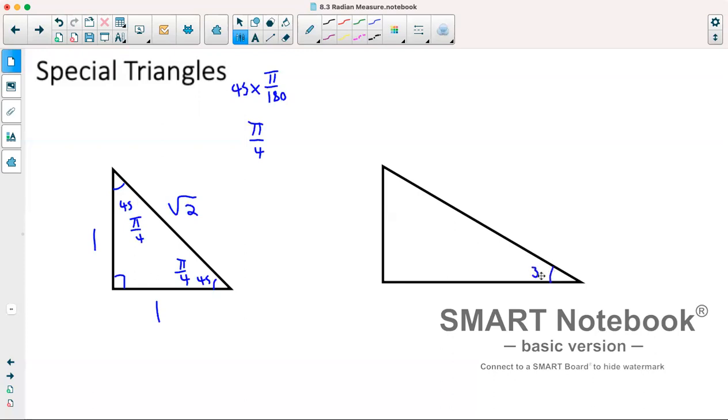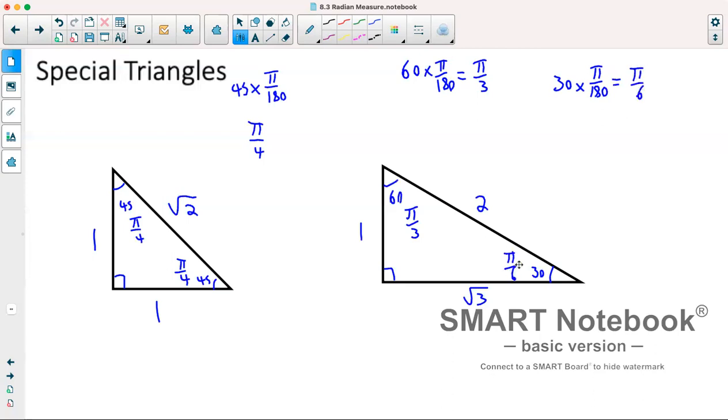This one we had our 30, 60, 90 triangle. So we'll want to convert each of those. And we also remembered that this was 1, 2, square root of 3. So first we'll convert 60. So we've got 60 times pi over 180. So that is pi over 3. So 60 is the same as pi over 3 radians. Next we'll convert 30. So 30 times pi over 180 gives us pi over 6. This angle is pi over 6 radians.